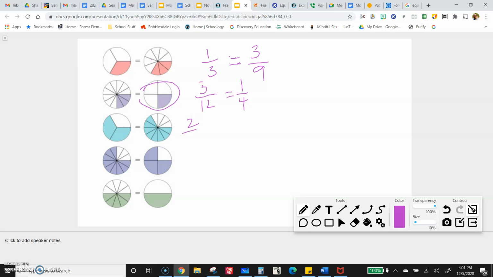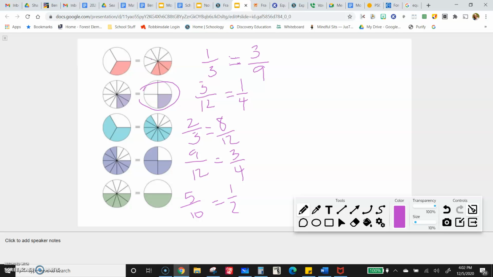Here we have 2/3. Next to it, well, that's a lot of pieces. Same amount as that though. So I can see that 1, 2, 3, 4, 5, 6, 7, 8 are colored in out of 12. So 2/3 is equal to 8/12. Don't worry, I'm getting somewhere with my point. 9/12 equals 3/4. And then here we have 5/10 equals 1/2.